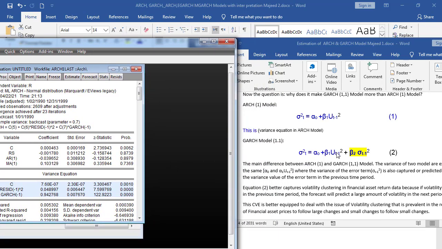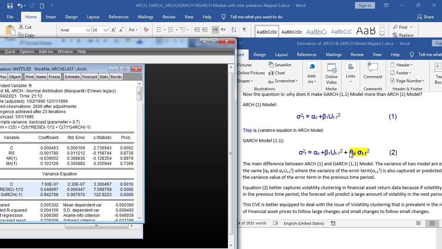In the variance equation of the GARCH model, C is alpha 0, which is 0.00007.76. For the ARCH term, residual lag 1 square, the coefficient is 0.048. And for the GARCH term, GARCH lag 1, the coefficient is positive 0.942 and statistically significant. This is beta 2.